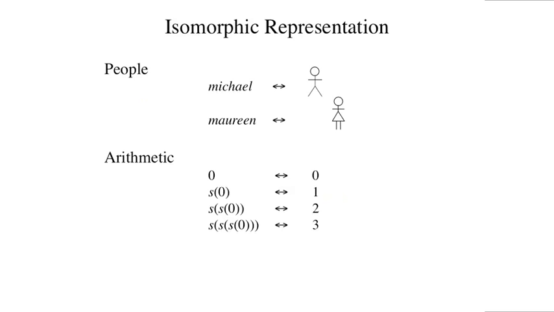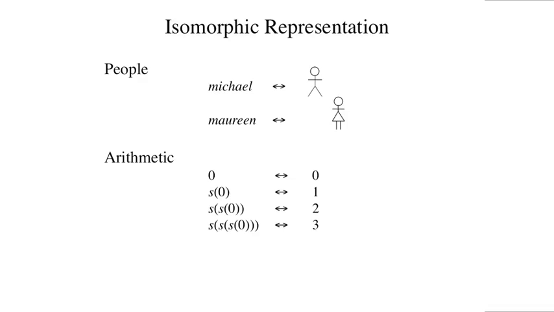In our discussion of relational logic thus far, we've assumed that there is a one-to-one relationship between ground terms in our language and objects in the application area we are trying to describe. For example, we've been assuming a unique name for each person. In arithmetic, we've been assuming a unique term for each number. This is often called an isomorphic representation because of the one-to-one relationship between ground terms and objects in the world.